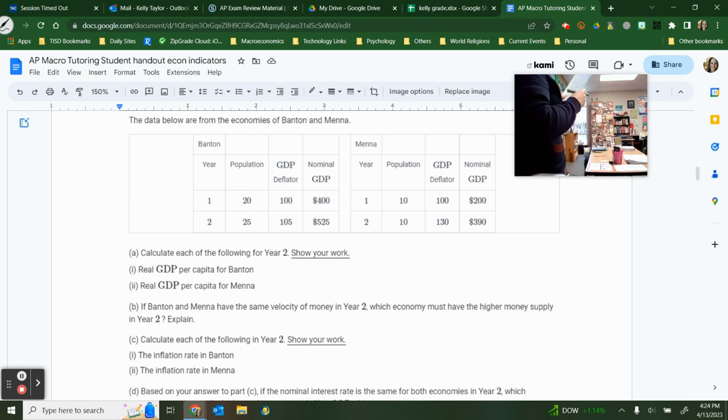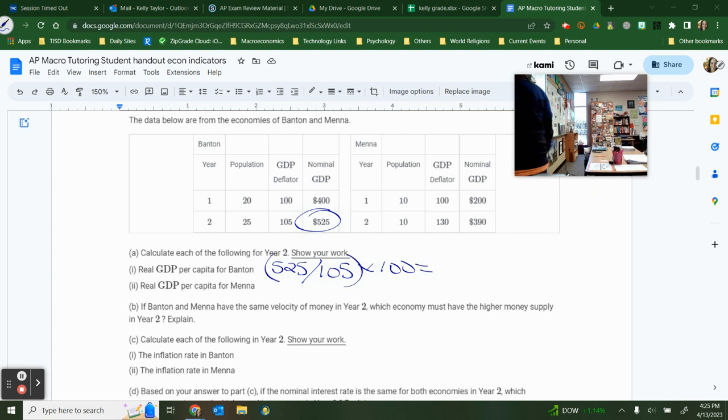All right, here we go. Calculate each of the following for year 2. Real GDP per capita in Banton. So it's year 2. Here's nominal GDP for Banton. So it's nominal GDP, 525, divided by the GDP deflator, which is 105, times 100. And that's going to get you real GDP, but not real GDP per capita, because then you got to divide that by the population. That number is 500. The population is 25, so divided by 25, that's $20 of GDP per capita.